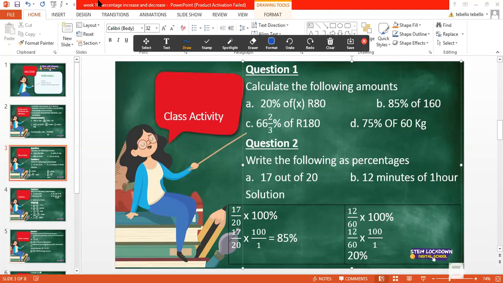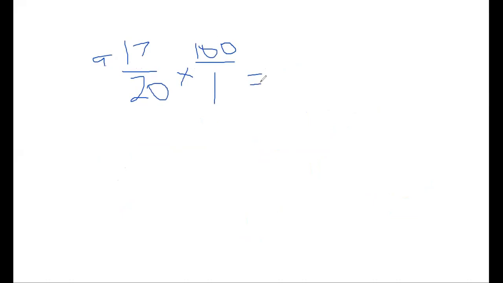So now let's do it without the use of a calculator. We'll start with number A. We had 17 out of 20, right? You still remember we are trying to find a percentage, so out of 1, I mean out of 100. Now you know that when we are multiplying fractions, we simplify first, and you can see that these opposite numbers can be simplified.